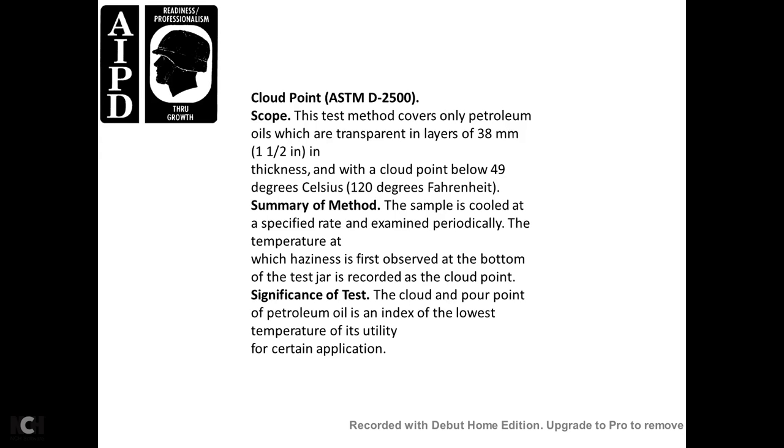All right, cloud point, the ASTM D2500 scope. The test method only covers petroleum oils that are transparent in layers of 38 millimeters or 1.5 inches in thickness, with a cloud point below 49 degrees Celsius or 120 degrees Fahrenheit. Summary of the method: the sample is cooled at a specified rate and examined periodically. The temperature at which haziness is first observed at the bottom of the test jar is recorded as the cloud point.